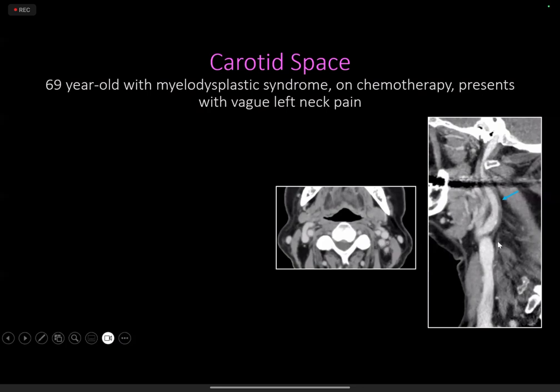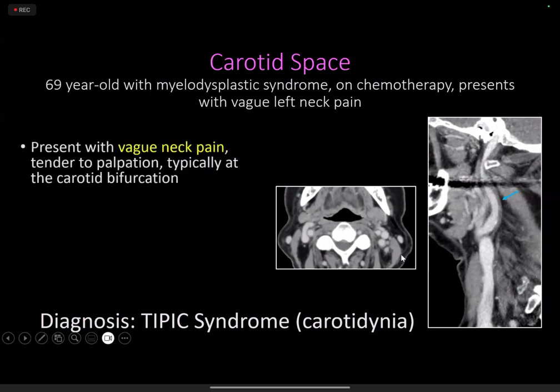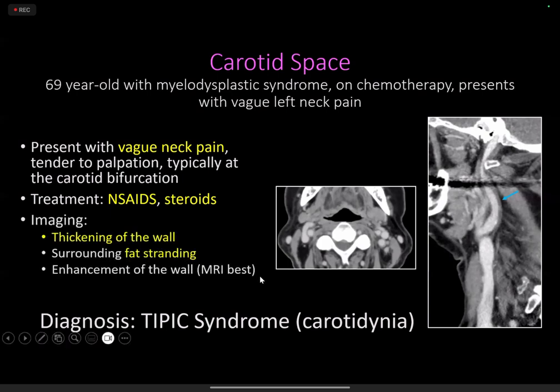Take a look at the sagittal, there's this line of soft tissue attenuation that crawls up that internal carotid artery. And this is a case of Fay's syndrome, or carotidynia. Patients typically present with vague neck pain that's tender to palpation, typically at the level of the carotid bifurcation. Treatment is very empiric. Typically, patients are treated with either NSAIDs or steroids, and the symptoms typically resolve within 10 to 14 days.